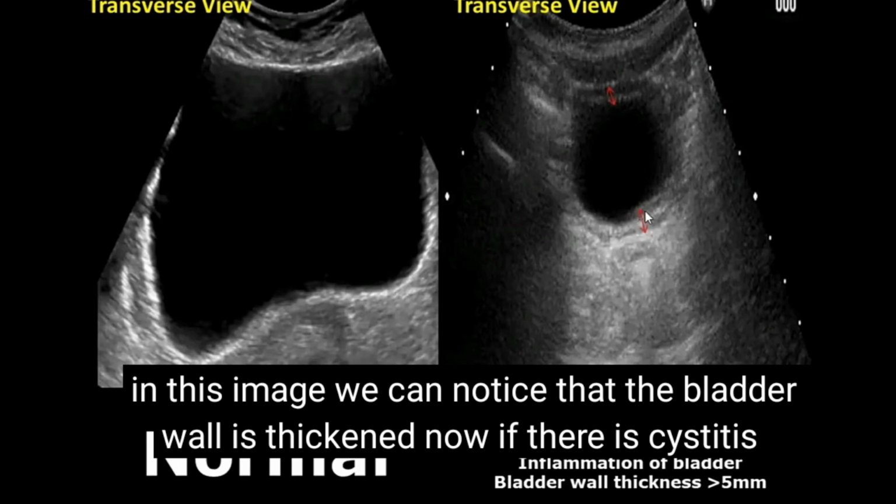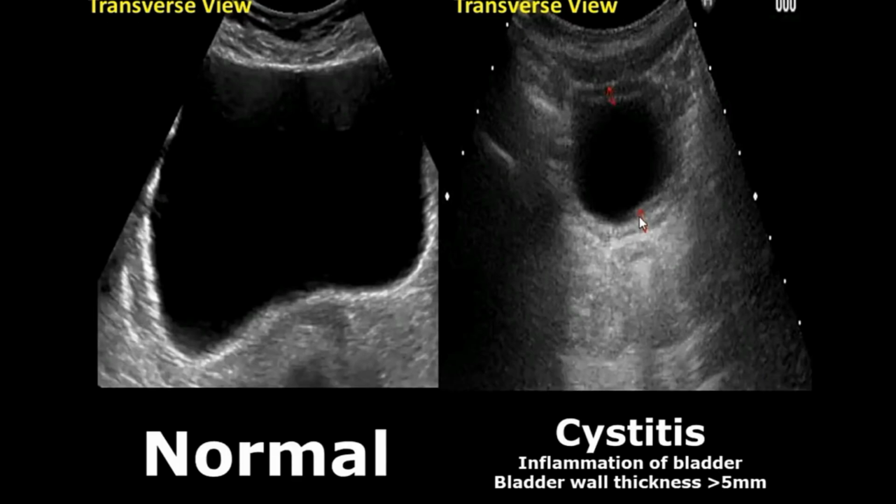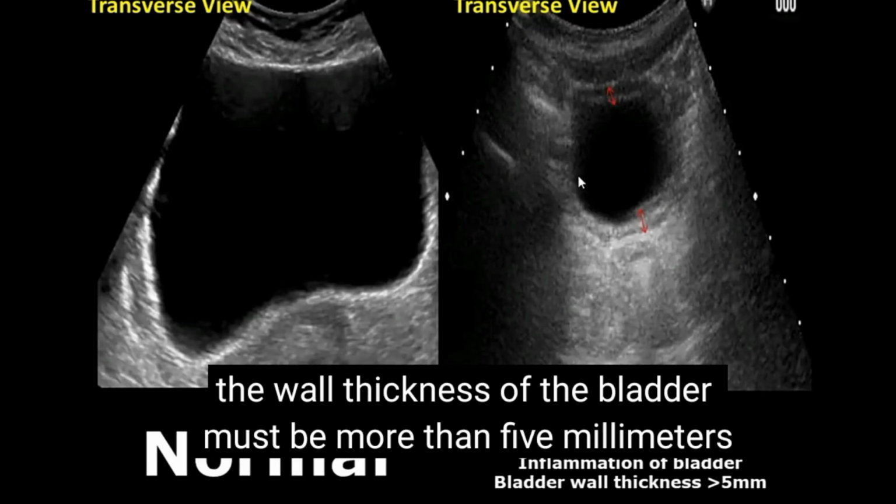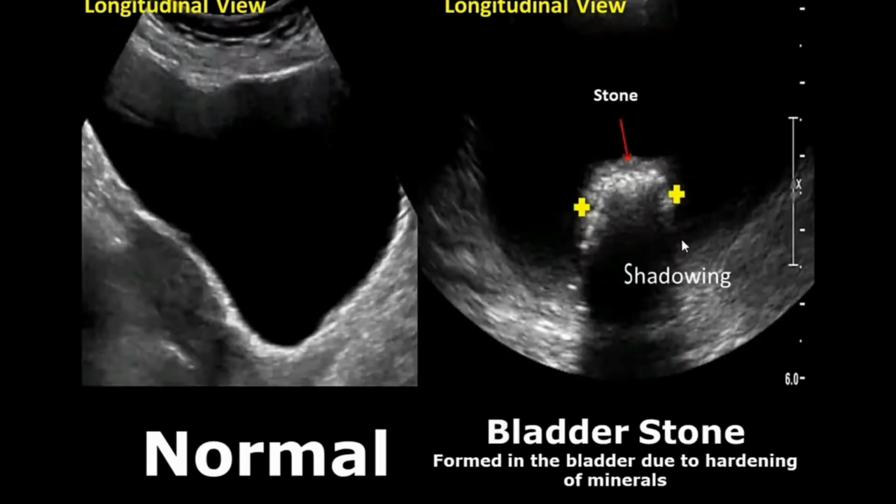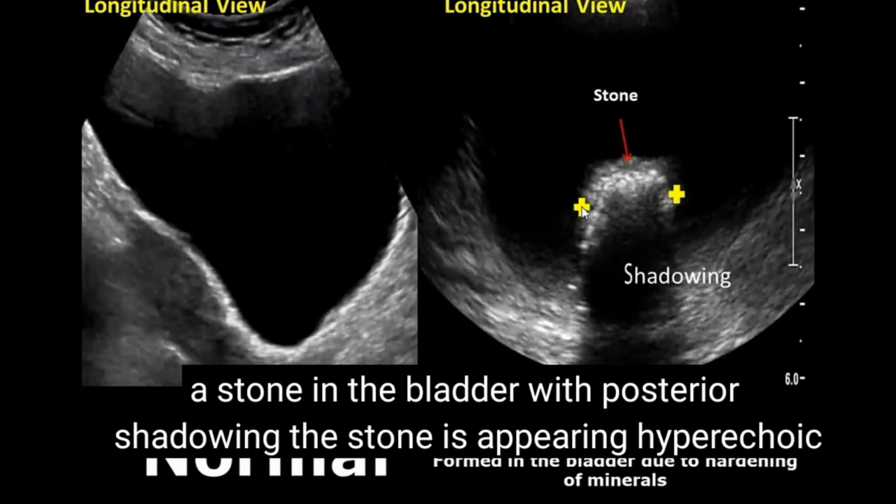Cystitis is the inflammation of the bladder. In this image, we can notice that the bladder wall is thickened. Now, if there is cystitis, the wall thickness of the bladder must be more than 5 millimeters.